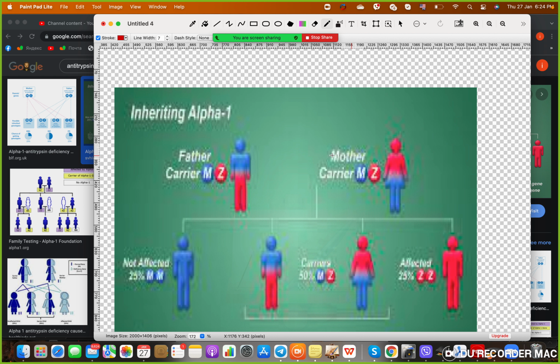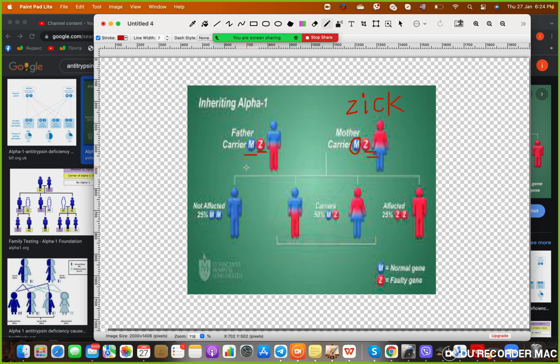So when we take a look here, this is an alpha-1 antitrypsin deficiency type of disease. The mother is a carrier, so she has the healthy gene, which is the M, and the sick gene, or as I say to my students, the sick gene, as in sick, okay? This is the sick gene. The father also has the healthy and the sick gene. So they are carriers, yeah? They might be asymptomatic or have really mild symptoms, but that's it, nothing more than that.